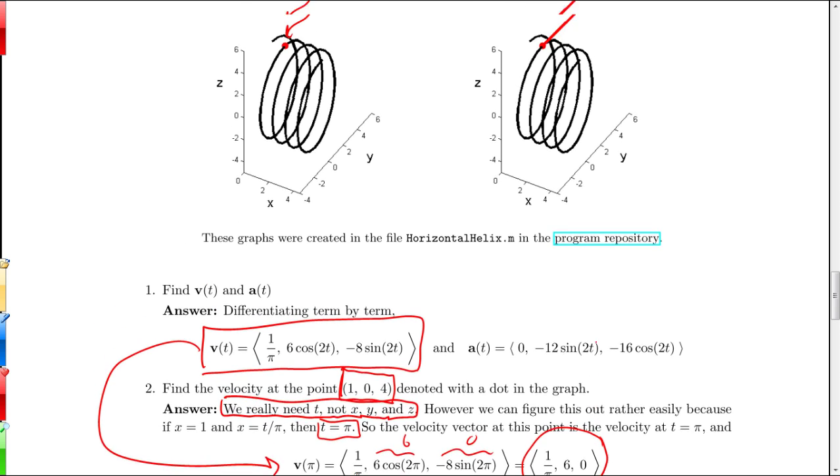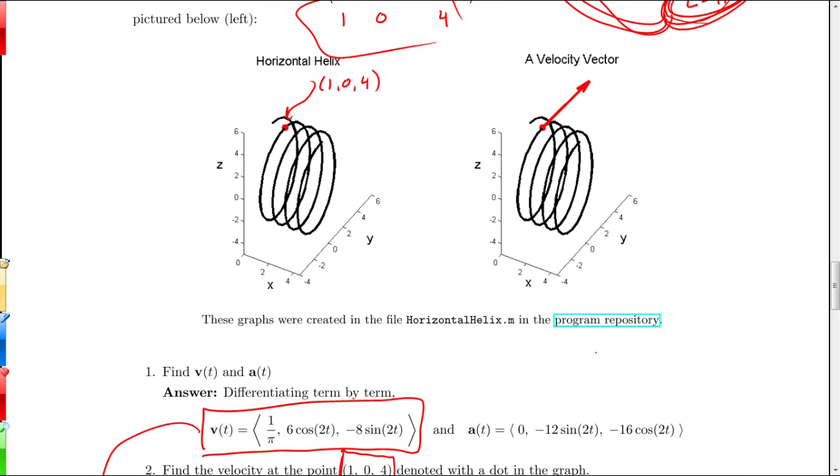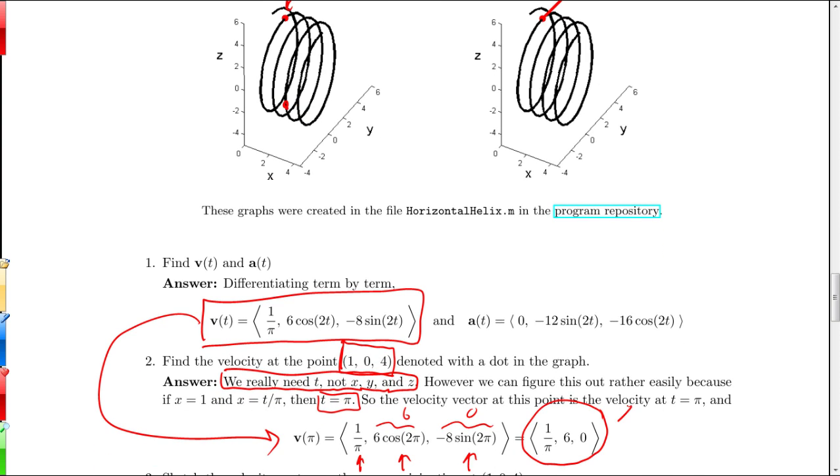Now if you were to put this in at the origin, the origin here is a little strange. The origin is like right down here somewhere. And I need to put in the velocity vector, which is 1 over pi, 6, 0.